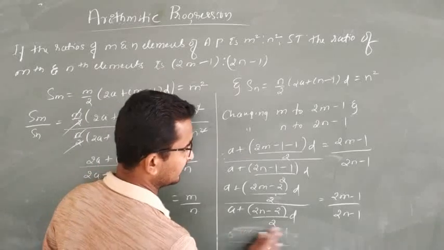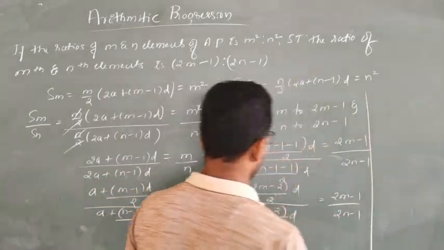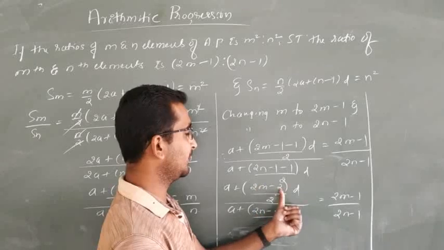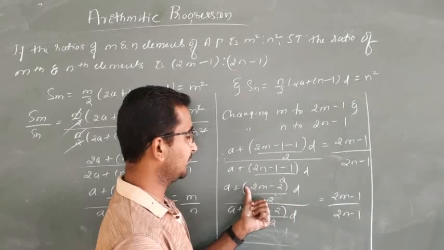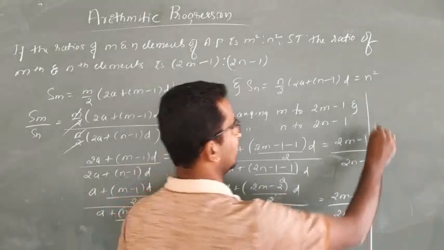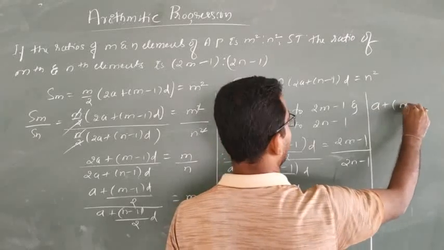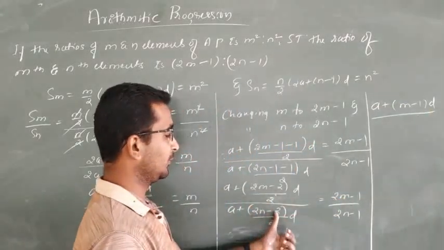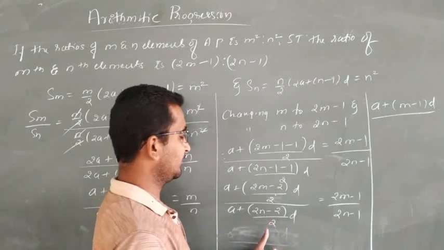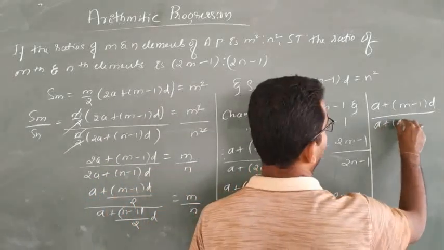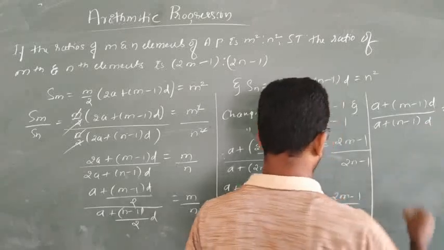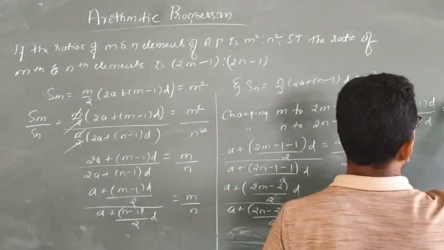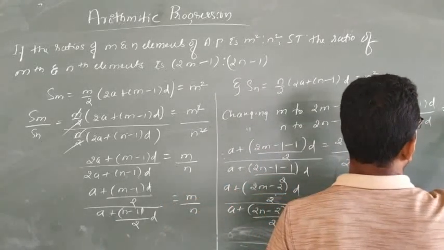So better I will solve here only. Okay. So here, if I take the 2 as the common multiple, these two get cancelled. What remains? That is a plus m minus 1 into d divided by, if we take 2 as a common multiple, 2 gets cancelled. What remains? A plus n minus 1 into d is equal to what? 2n minus 1, 2n minus 1.